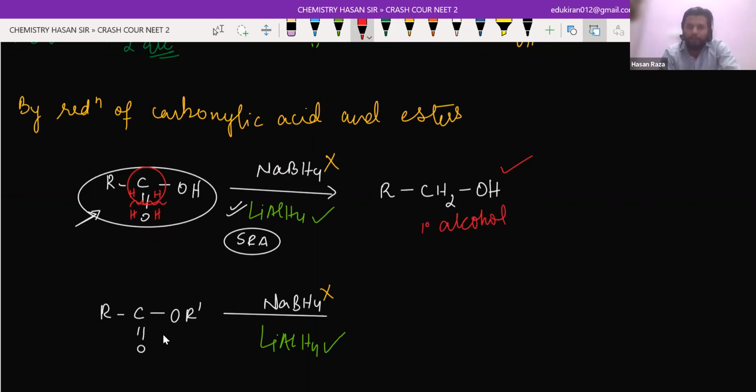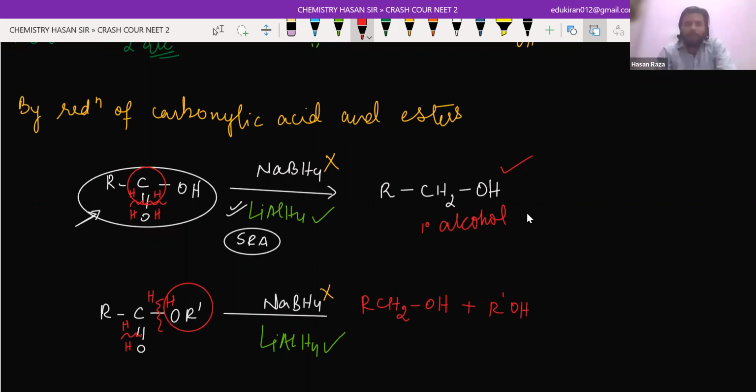Again, if you do the same for an ester, first break this bond, H and H will be added here, and break one of the bonds between carbon and oxygen, H and H will be added here. So you will get RCH2OH and again R-OH. You can see the rest part is RCH2OH. In this way, we can prepare alcohol from carboxylic acid and ester as well.